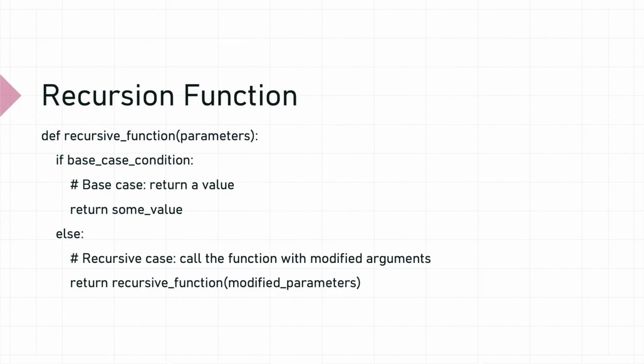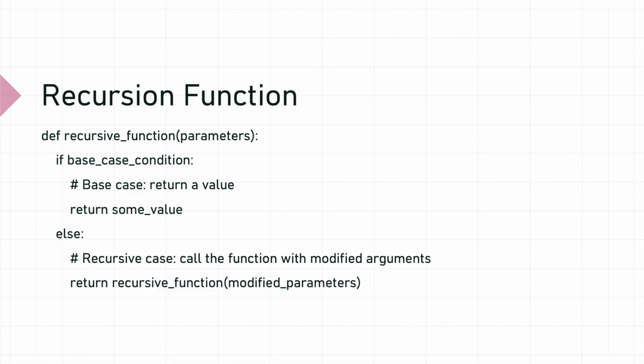A recursive function in Python is a function that calls itself to solve a problem or perform a specific task. Recursive functions are often used in situations where a problem can be divided into smaller, similar subproblems, and the function can solve these subproblems by calling itself with modified arguments. Each recursive call should move closer to a base case, which is a condition where the function does not call itself and instead returns a result directly.